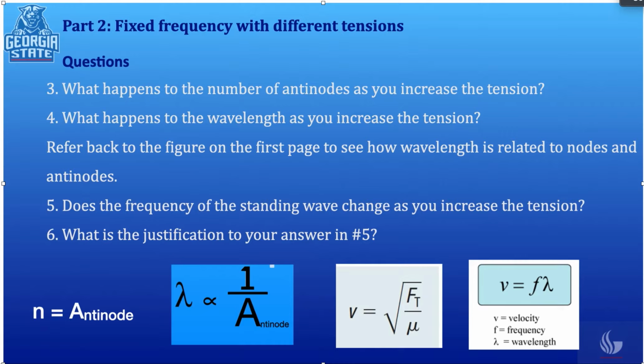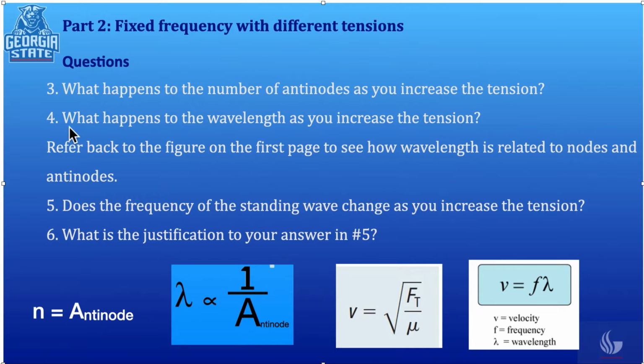Okay, so question 3. What happens to the number of antinodes as you increase the tension? We know that the number of antinodes is equal to the number of segments. And from that video, you may see that if the string is pulled harder, that is when tension has been increased, what happened to the number of segments, whether they were increased or decreased. If they were decreased, that means that the number of antinodes has decreased.